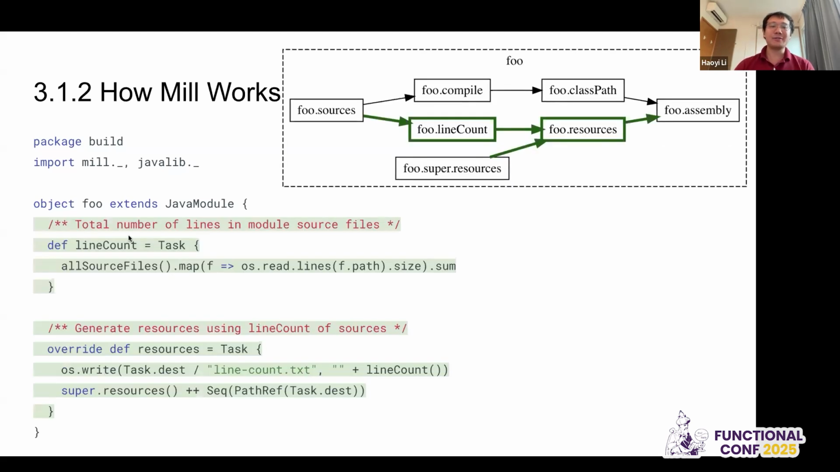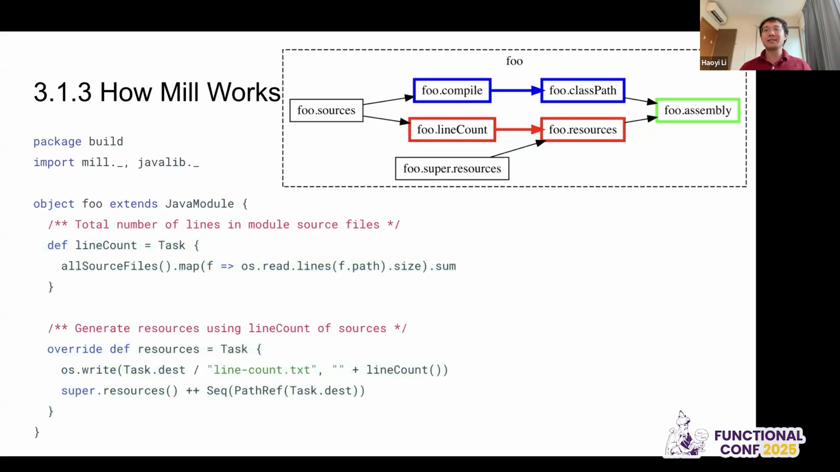And when I add methods to this Java module, like any class in any programming language, you can add methods to the class when you subclass it or extend it. You can override methods. So when I add new methods like line count, which calls all source files, or when I override existing methods like override resources, which calls line count and super resources, this changes the call graph as you would expect in the top right. It kind of splices these two methods in, and it changes the task graph in exactly the same way.